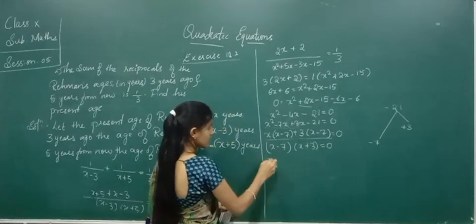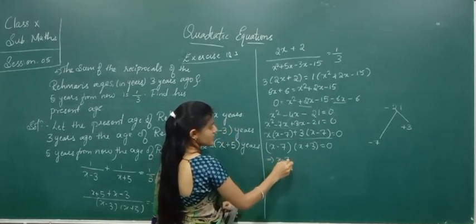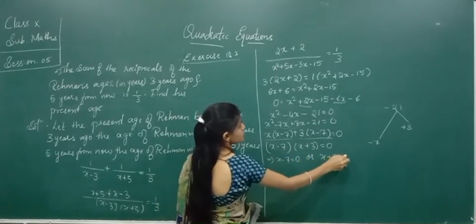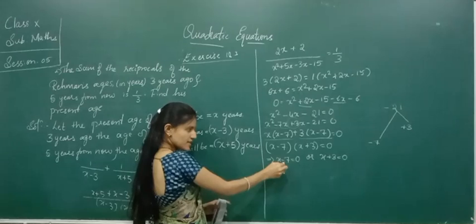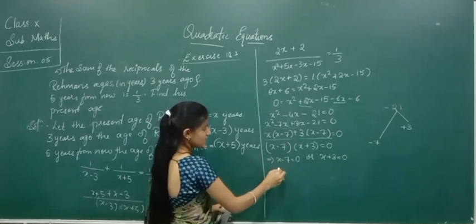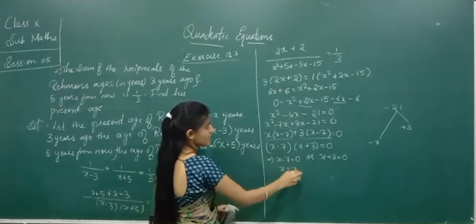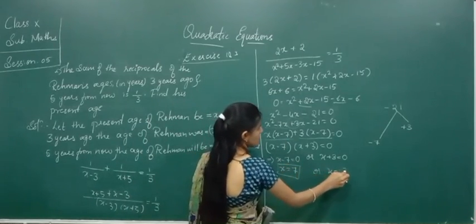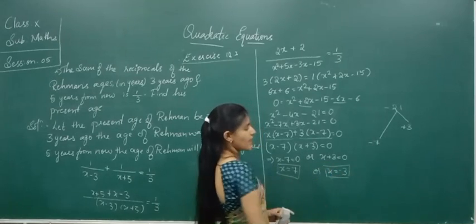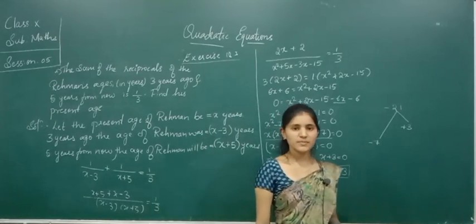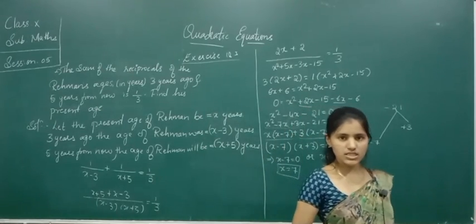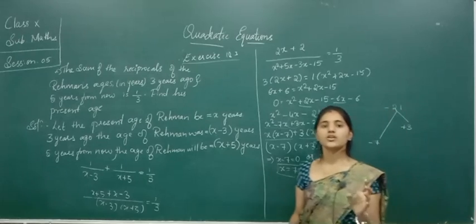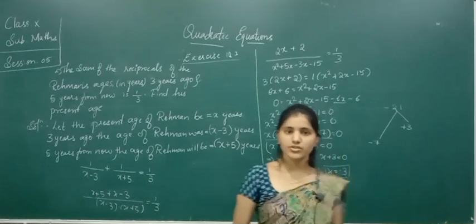It implies x minus 7 is equal to 0, or x plus 3 is equal to 0. If minus 7 shifts to the right hand side, it is going to be plus 7. That is x is equal to 7 or x is equal to minus 3. See, have you ever heard people telling that my age is minus 10 years? No, right? Since age cannot be negative, what are we going to say?